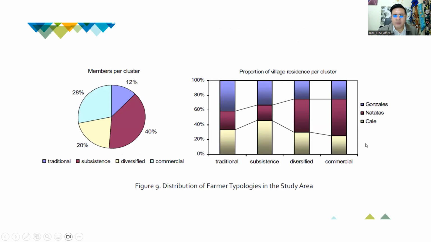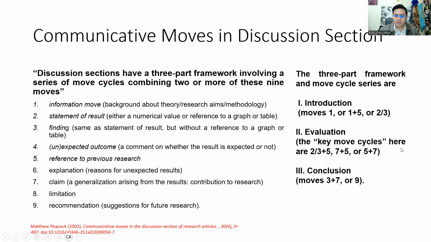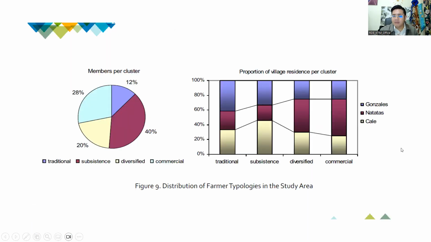This is just an example of a result presented in tabular form. And another result presented in a figure are the distribution of farmer typologies in the study area. It was presented in a pie chart and a bar graph or a line graph. It depends upon the nature of the study. And as you can see, they are just presented plain as they are.